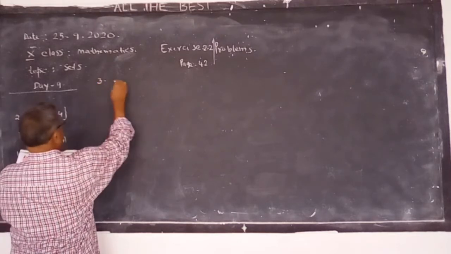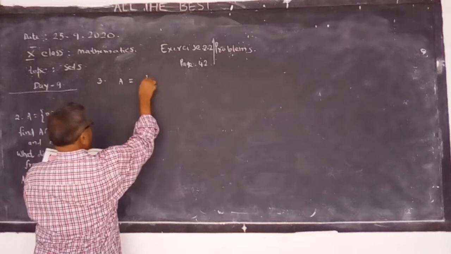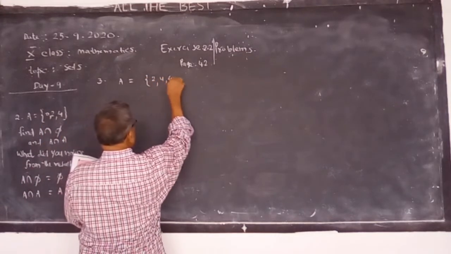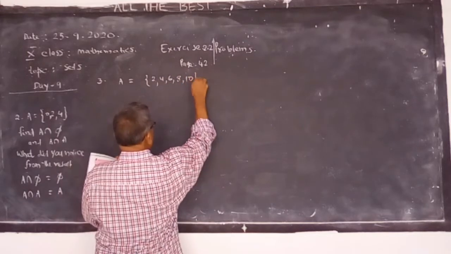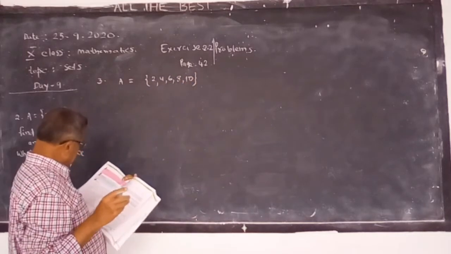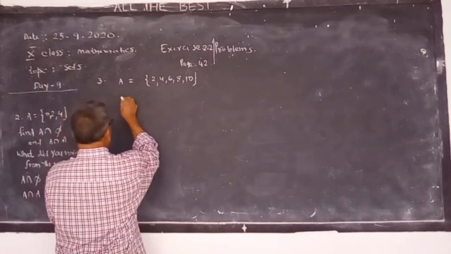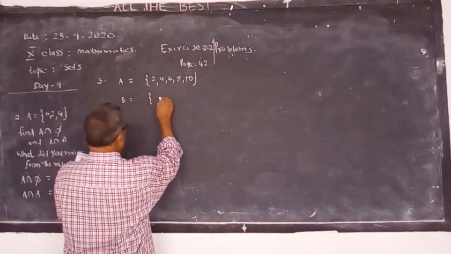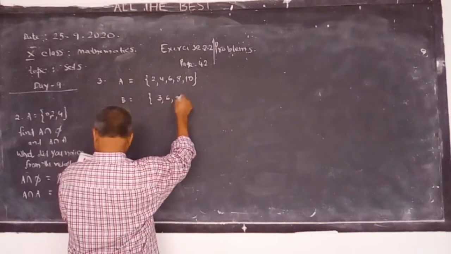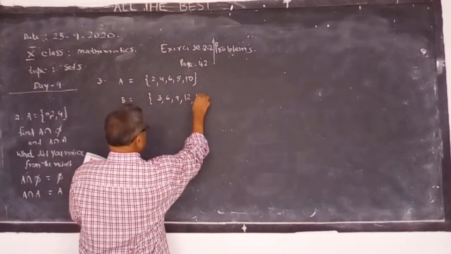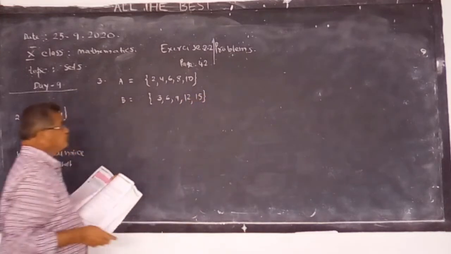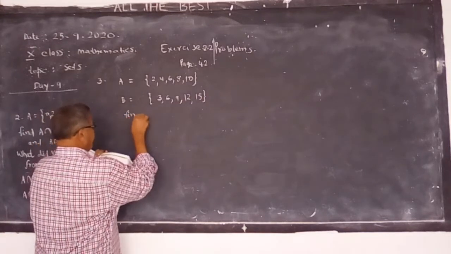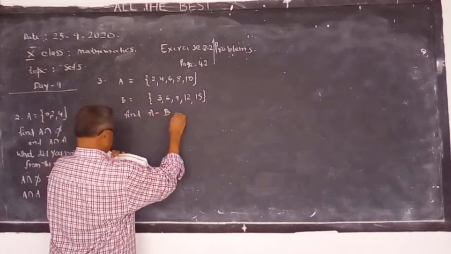Third question. Set A is 2, 4, 6, 8, 10, given. Set B is 3, 6, 9, 12, 15. Find A minus B and B minus A.